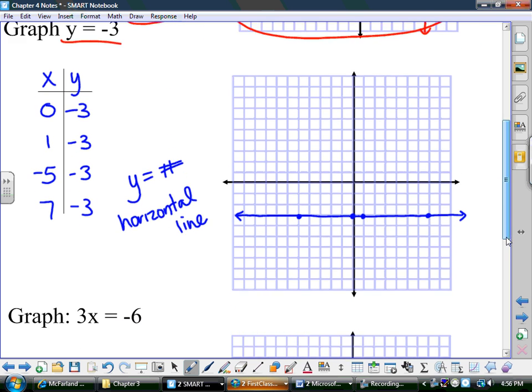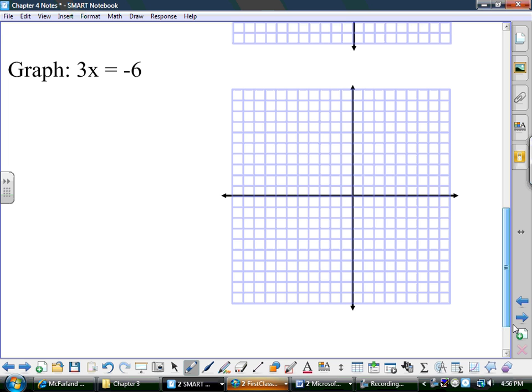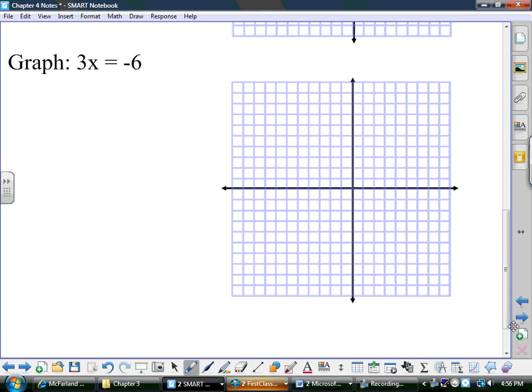You might also have a line that's sort of in disguise. 3x equals negative 6 is a line that's just like those but kind of in disguise. This is an x equals equation. It just has a 3 in front. And if I want to undo that multiply by 3, I need to divide both sides by 3. So this is the same as a graph of x equals negative 2.